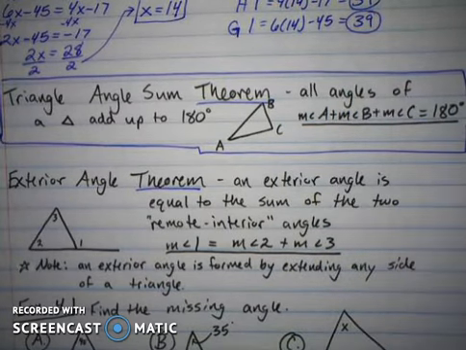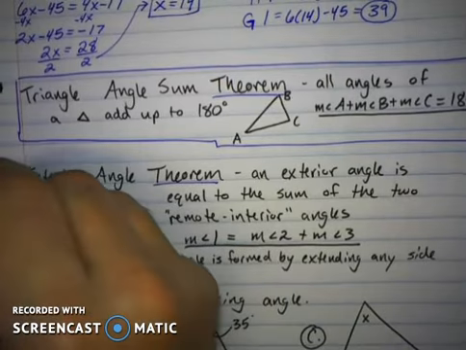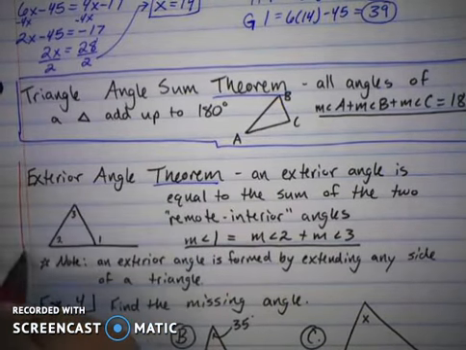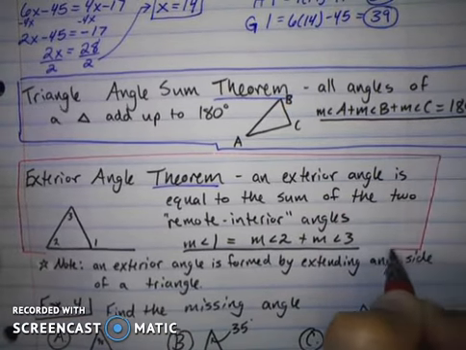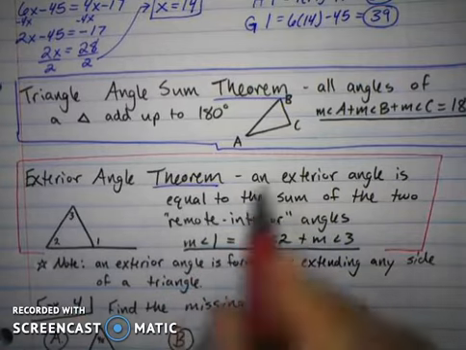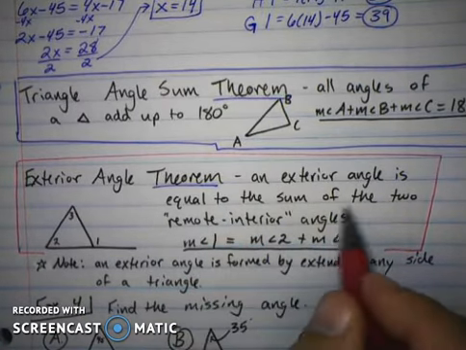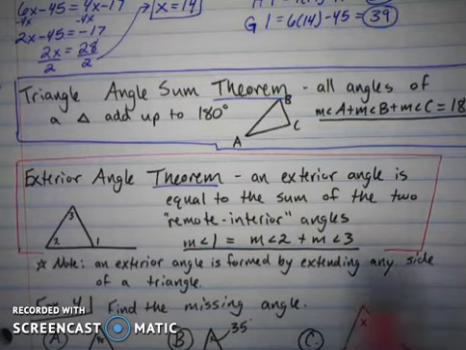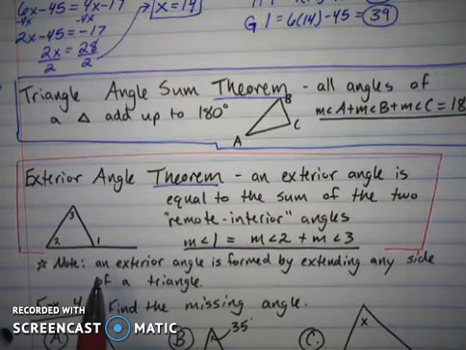But what might be new to you is this next theorem. It's called the exterior angle theorem. Okay? The exterior angle theorem states that an exterior angle is equal to the sum of the two remote interior angles. Now, I'm going to make a note here. Make sure you copy this down. So again, pause the video if you need to.